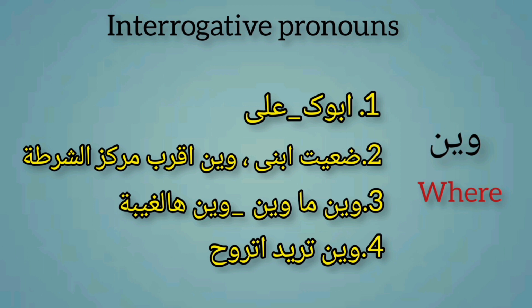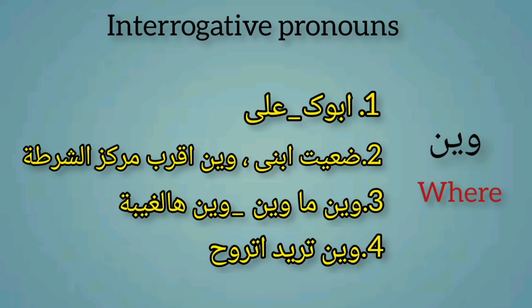ضيعت ابني. وين أقرب مركز الشرطة؟ ضيعت means I lost. It's past tense. ضيعت ابني, my boy or my son. I lost my son. وين أقرب مركز الشرطة. Where is the nearest police center? وين means where. أقرب means the nearest or closest. مركز means center, and شرطة means police.